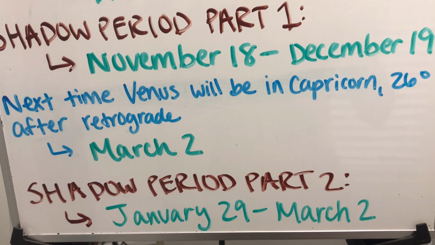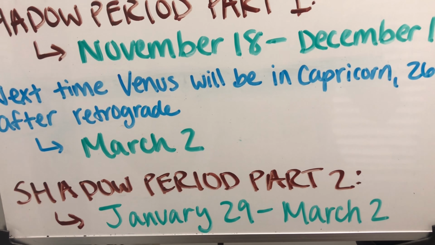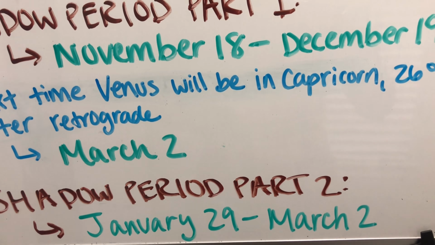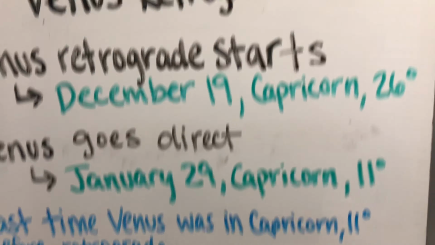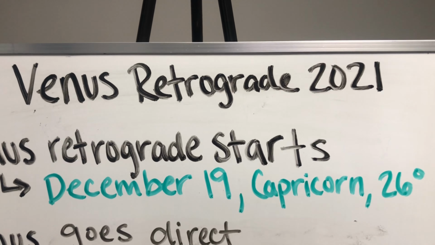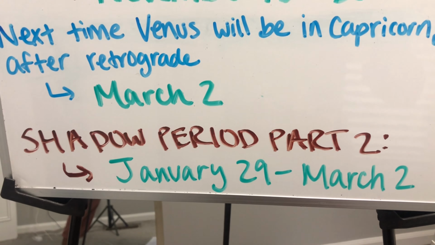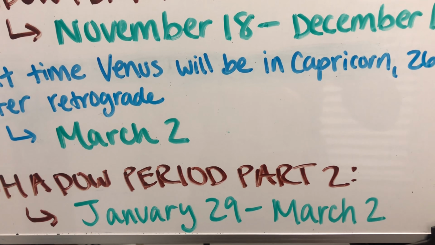Then we use the date, so January 29th, the last day of the actual retrograde, through March 2nd, the day that Venus makes it to the sign and degree that it was in when it went retrograde. So the next part of our shadow period is January 29th through March 2nd.